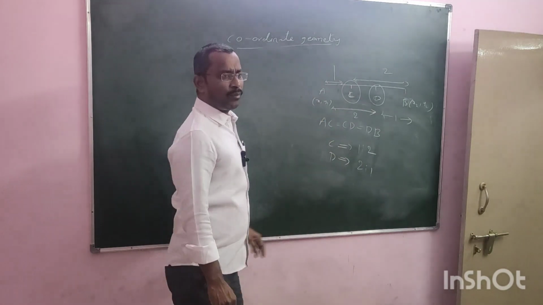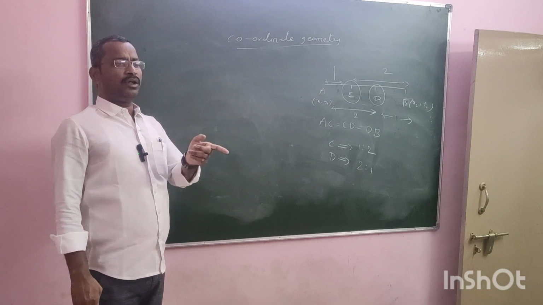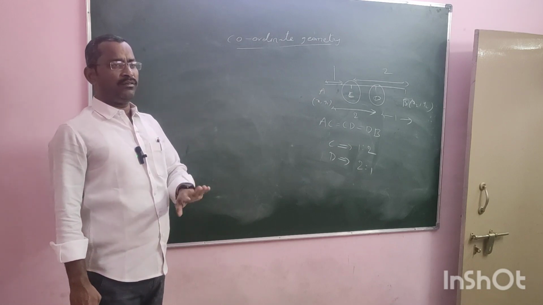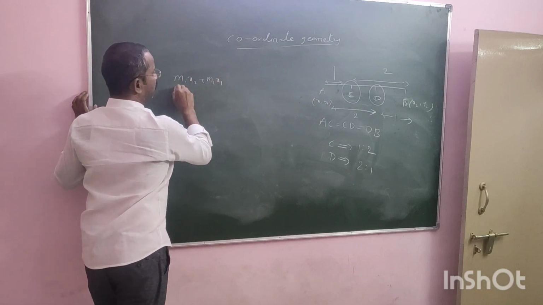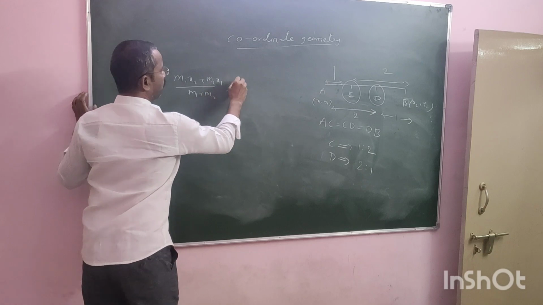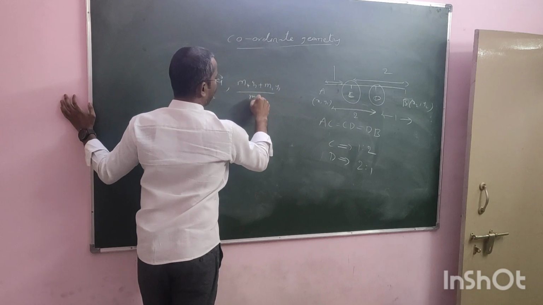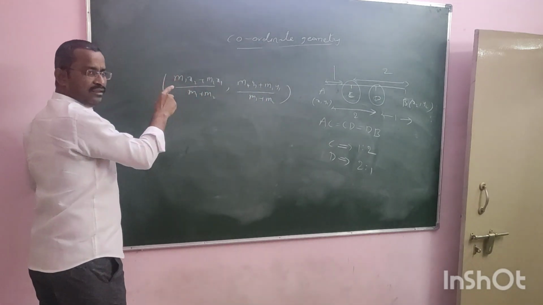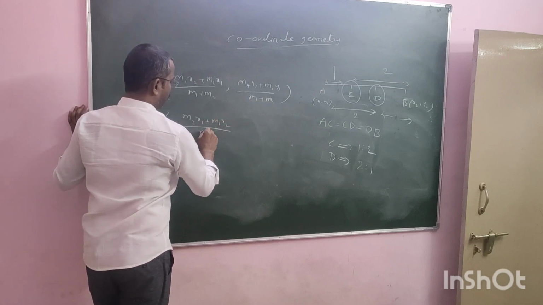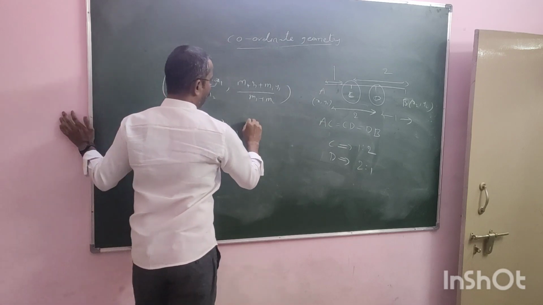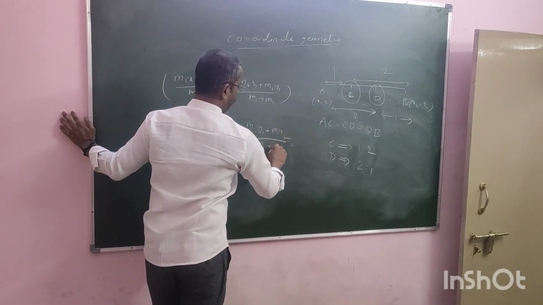So the formula remains the same again. M1x2 plus M2x1 by M1 plus M2, comma, M1y2 plus M2y1 by M1 plus M2. Either this, or you can write M2x1 plus M1x2 by M1 plus M2, comma, M2y1 plus M1y2 by M1 plus M2.